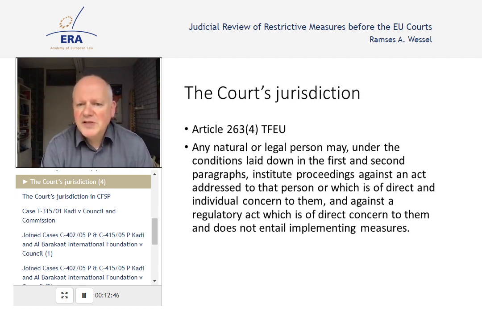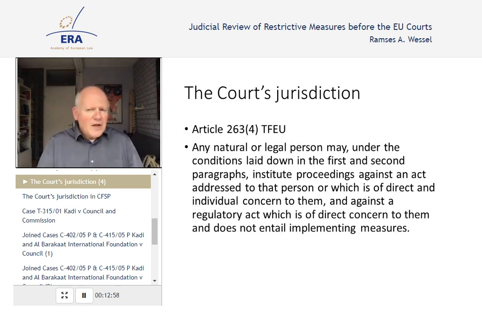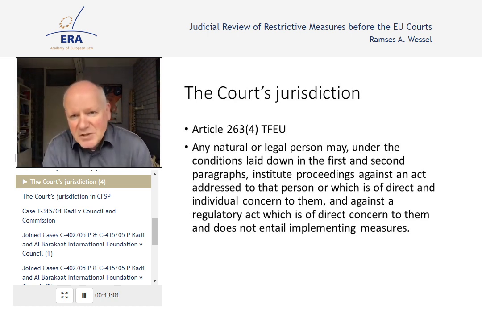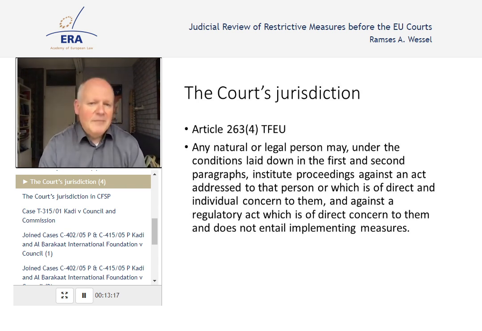Any natural or legal person may, under the conditions laid down in the rest of the article, institute proceedings against an act addressed to that person, or which is of direct and individual concern to them. So this allows individuals, natural persons, legal persons, under certain conditions, to indeed challenge decisions that have affected them. This is the general judicial protection that is offered to anyone in the European Union. And through Article 275, the treaty now also allows this article to be used in the case of sanctions. So this is just to give you the basis of what we're talking about.